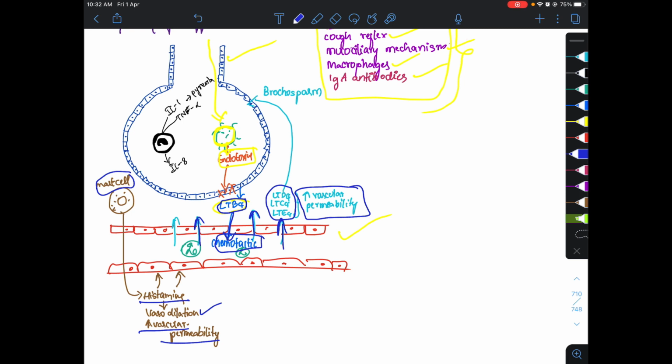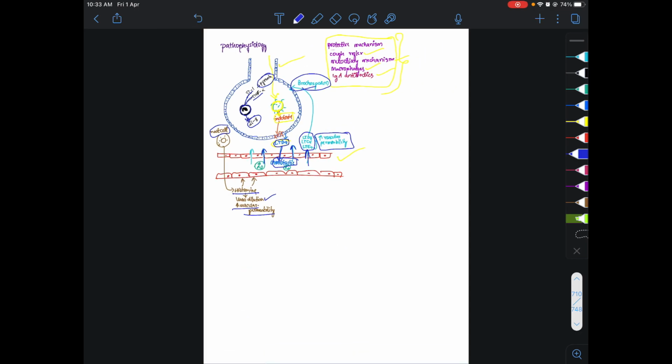And these leukotrienes D4, C4 and E4 are important because they cause bronchospasm, and this also affects the breathing mechanism, that is, it causes shortness of breath. And macrophages release cytokines like interleukin 1 and TNF alpha. This causes pyrexia, and interleukin 8 will also be released.